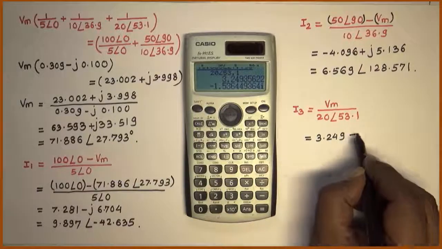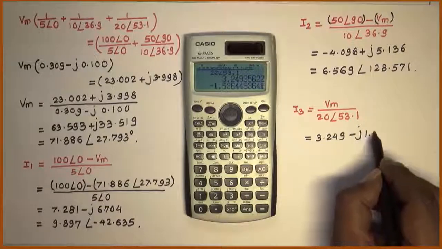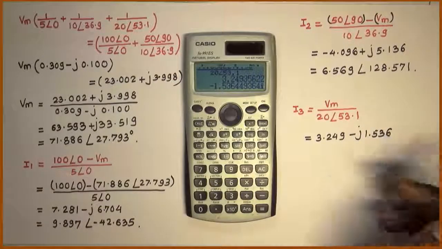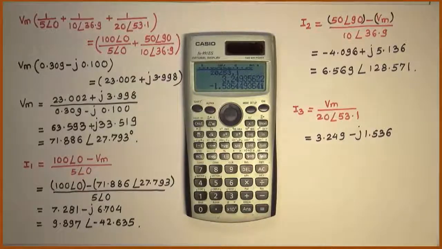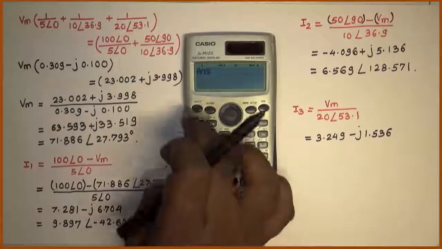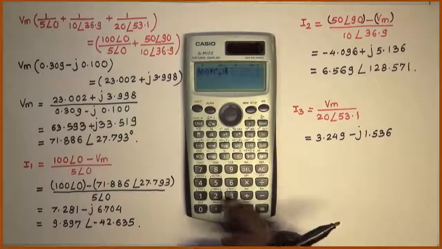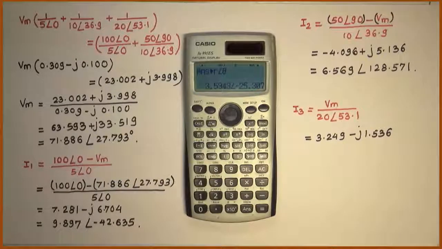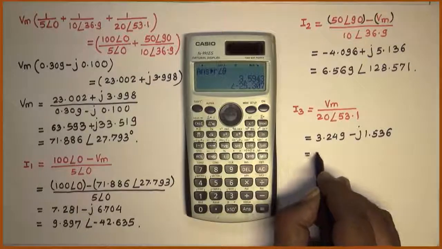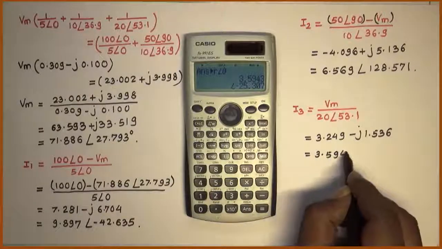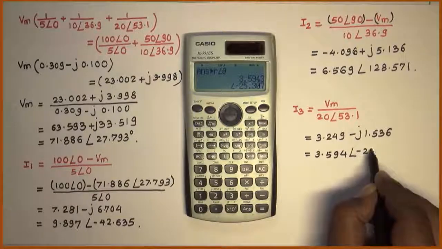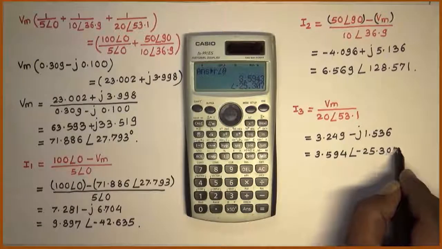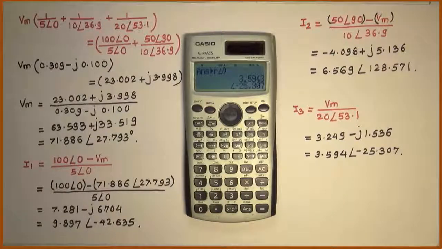3.249 minus J 1.536. If I want to convert this answer into polar form, then store it, shift 2 3 equal to, it is equal to 3.594 angle minus 25.307. So whatever calculations we have done in the video part, I have shown it here. Once you understand the technique, these calculations are very easy to perform. I hope these calculations are clear to you. Thank you.